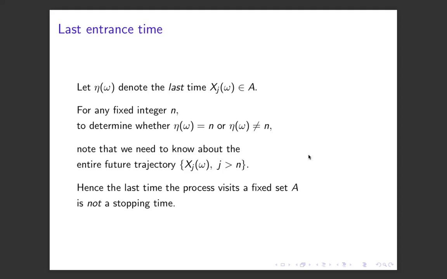But I have a question. Suppose A is a singleton set, and that particular state is a recurrent state, then eta of omega will be infinity, right? Yes, of course. For a recurrent state, there will be no last time defined as a finite value, because in that case you have a lot of information, since you know that the process is recurrent.